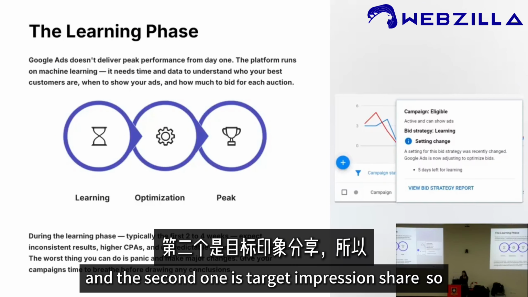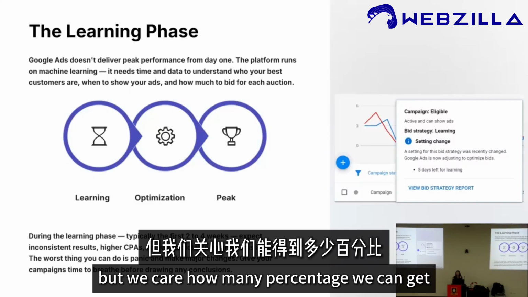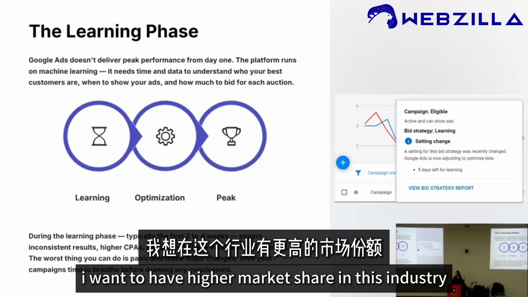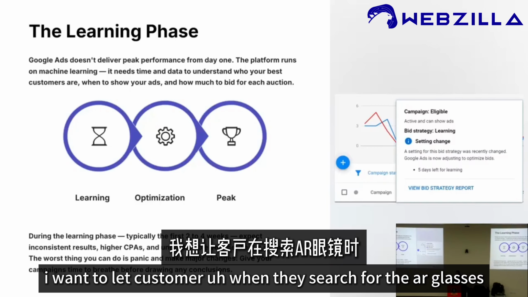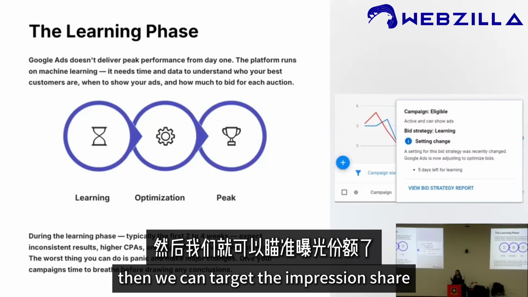The second one is target impression share. We don't care how much our clicks cost, but we care what percentage we can get. For example, I want to have a higher market share in this industry. I want customers, when they search for AR glasses, to see our ads come first. Then we can target the impression share.